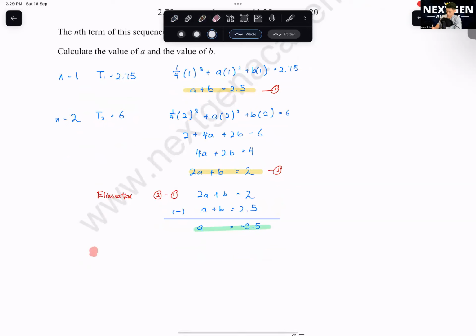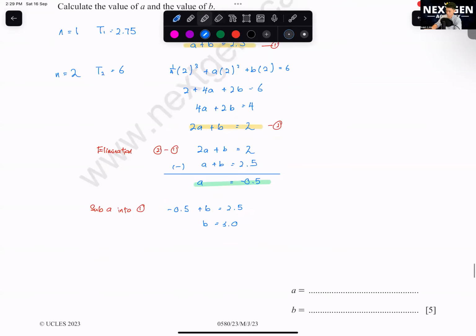Then I need to find b. I'm going to sub a into equation 1, or whichever equation that you like. It will become negative 0.5 plus b equals 2.5. b equals 3.0.